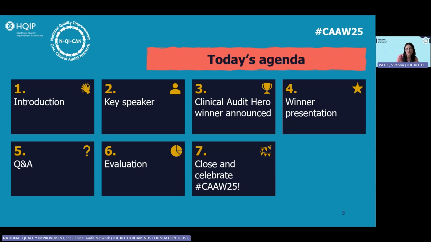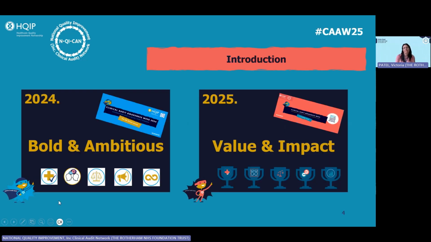Really excited to say that we're going to announce the Healthcare Inequalities Clinical Audit Hero Award, and we're going to hear them present their winning entry as well. Before we close, we'll ask you to participate in an interactive evaluation, and then we're going to challenge you, as always, to take away a key challenge back to your own organisation and system based on what was shared with you today. So if we just move on to the next slide, please.